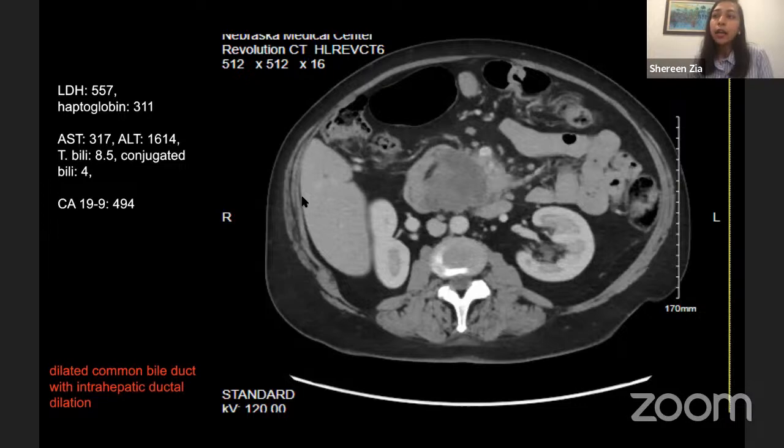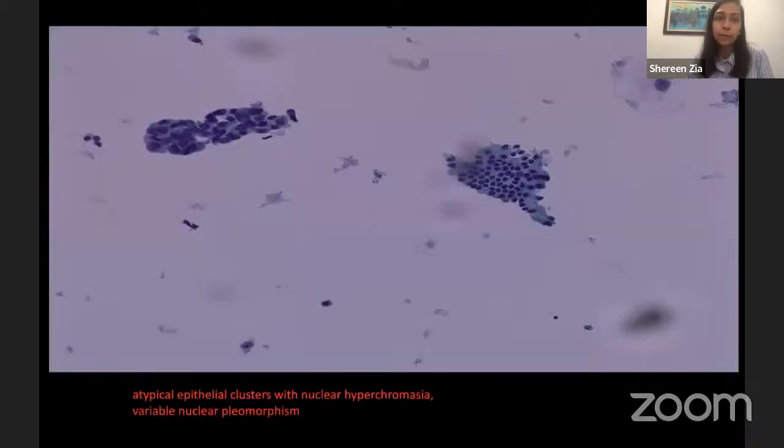And then regarding her obstructive jaundice, her labs coincided with that, as she had a high AST and ALT level. ALT was reaching into the thousands. Her total bilirubin was 8.5. CA19-9 was one of the markers that was done. It was 494. And that lesion was seen to be communicating with the bile duct as well. So there was a dilated common bile duct, and there was intrahepatic ductal dilation as well.